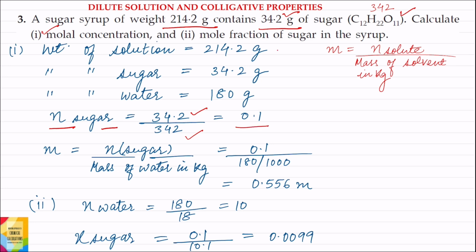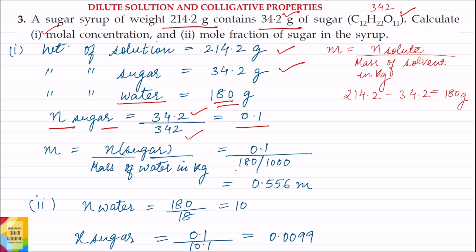Now mass of solvent in kgs, उसके लिए first of all the weight of solution is given as 214.2 gram. Weight of solute or sugar is given as 34.2 gram. So weight of solvent, that is water, will be equal to weight of solution minus weight of solute, that is 214.2 minus 34.2, and this is equal to 180 gram. So weight of solvent, that is water, is 180 gram.